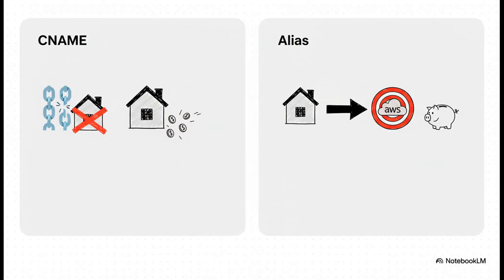Now, let's break this down, because this is really the core of it. With a traditional CNAME record, you run into some problems. The biggest one, you can't use it on your main domain, what we call the root or apex domain, the myapp.com part, without the www. Alias records, no problem. They work perfectly on the root domain. Second, CNAME queries cost money, but with alias records pointing to most AWS resources, they're free. And finally, a CNAME just points to another name. An alias record points directly to the AWS resource itself, which is a lot smarter.